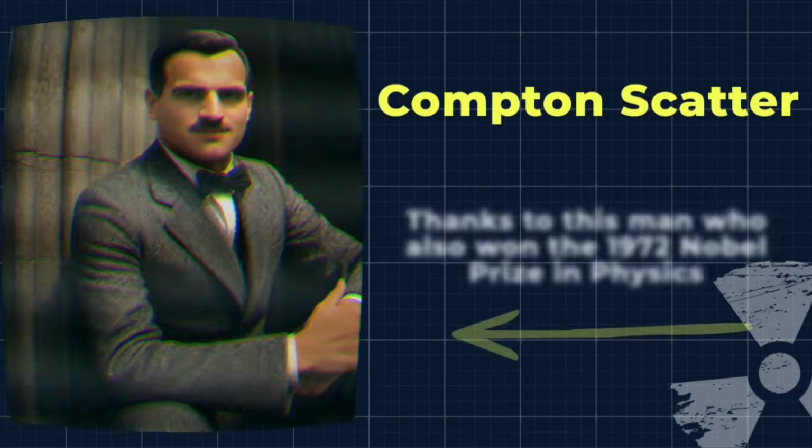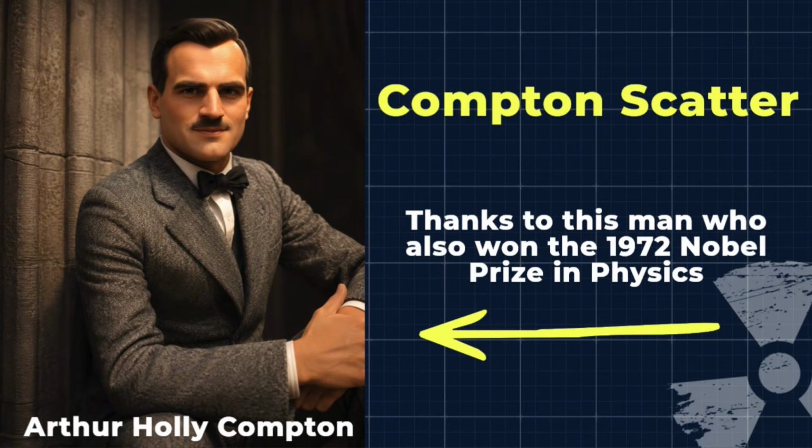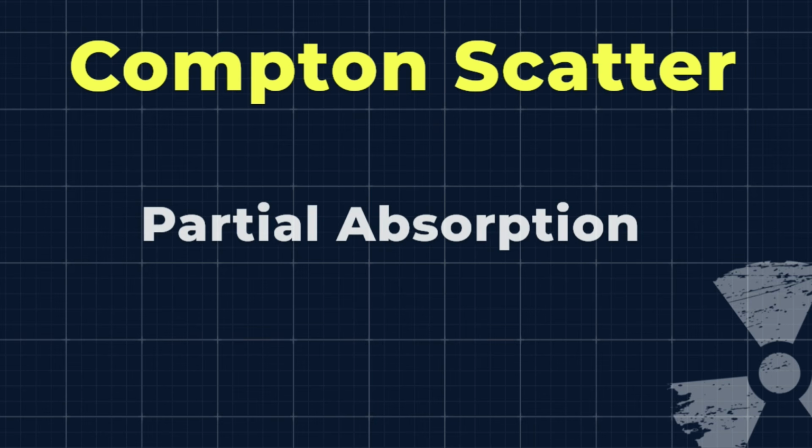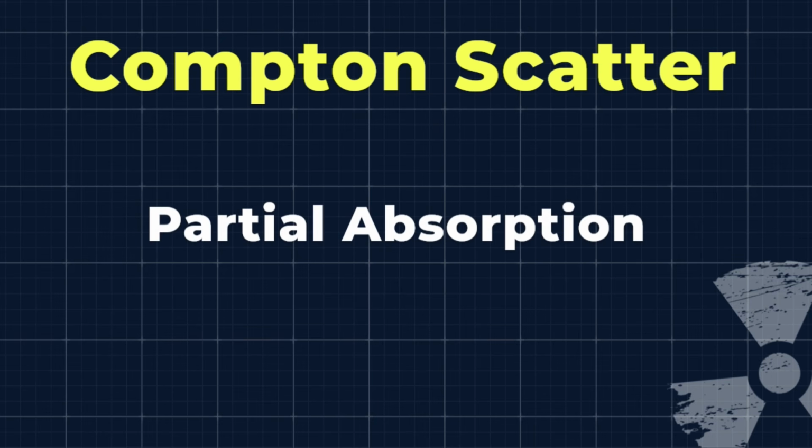Okay, with that said, on to scatter radiation, and the first one we'll be looking at is Compton scatter, also known as the Compton effect. Now, Compton scatter is different from photoelectric absorption. With photoelectric absorption, the X-ray photon is completely absorbed and no scattered photon is created. But with Compton scatter, the X-ray photon is only partially absorbed. Here's what happens.